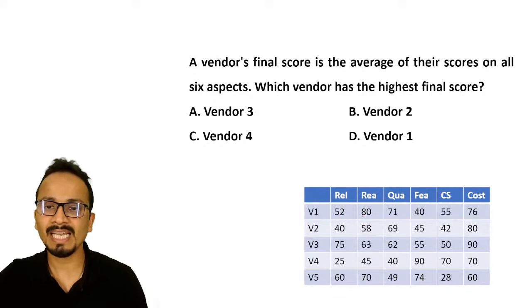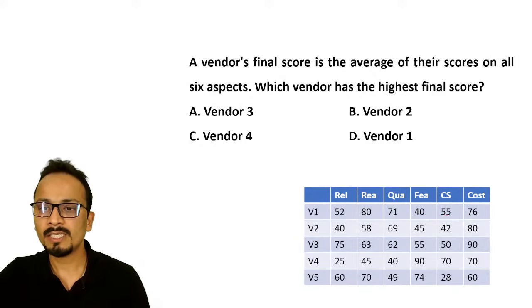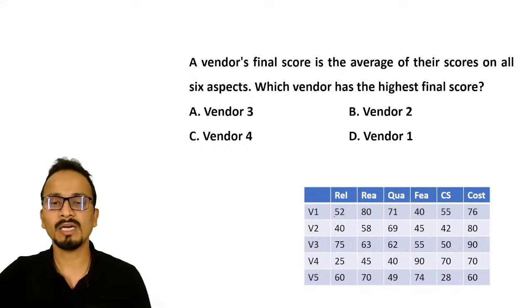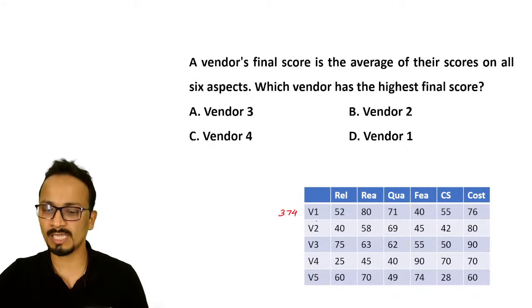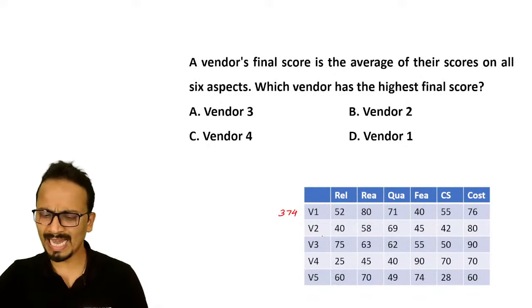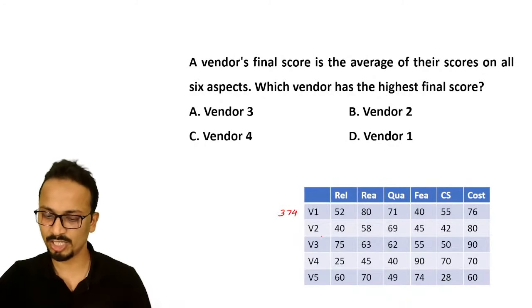So 50 and 80, 130, 200, 240, 290 and 360, 371, 372 and 374. So 374 is the sum for vendor 1. Okay. Yes, we will not calculate it for vendor 5 because vendor 5 is not in the options. Definitely. Okay. Right. Good, Pratibha.